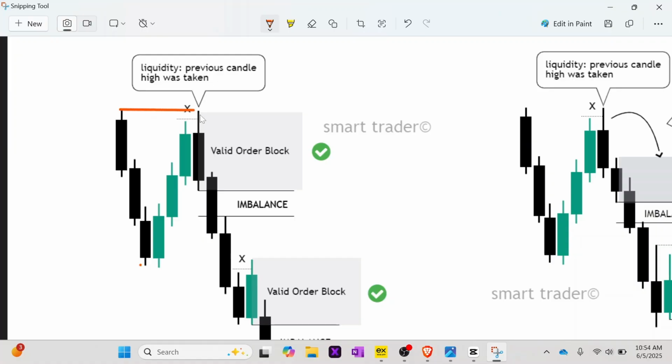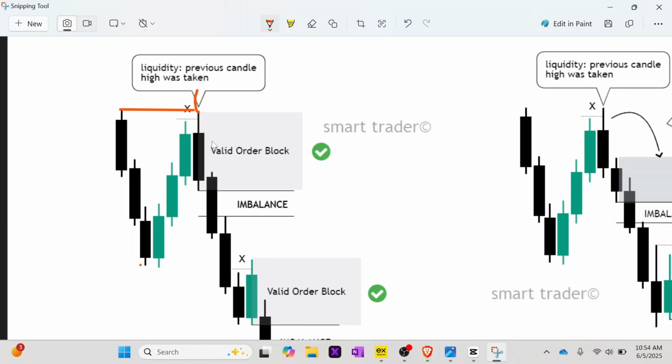Okay, so if this candle has pushed a little bit high here to take out this structural liquidity, then it means that this one here is your single candle order block. It depends on the type of liquidity that this candle has swept before dropping. So this is the only difference between the normal order block and the single candle order block.